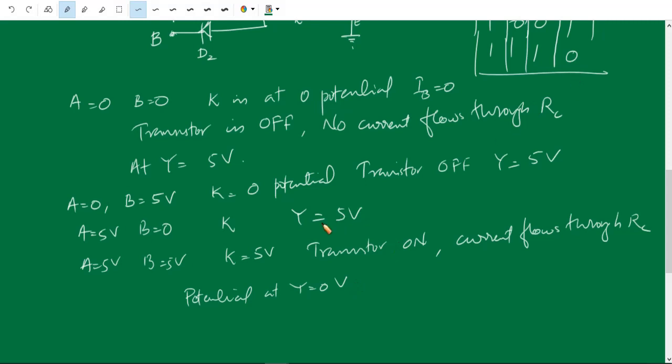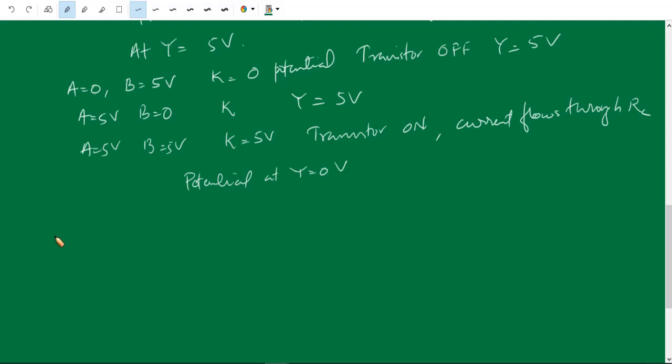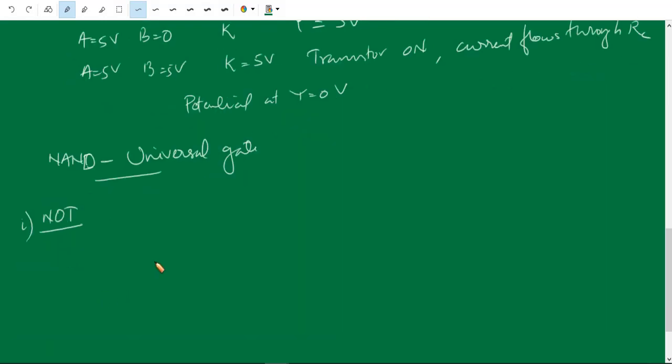So we got this. This is how a NAND gate works. Next, this NAND gate is also called a universal gate, because using only NAND gates we can construct all other gates. First let us see how a NOT gate is constructed using a NAND gate. Let us take a NAND gate. Join the two inputs. So this is a NOT gate.